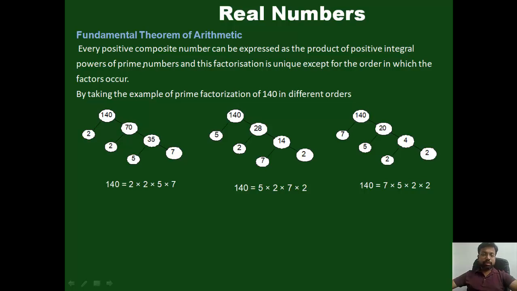Okay, so the next subtopic that we'll be covering today is the fundamental theorem of arithmetic. Now, what is the fundamental theorem of arithmetic? It says that every positive composite number can be expressed as the product of positive integral powers of prime numbers, and this factorization is unique except for the order in which the factors occur.